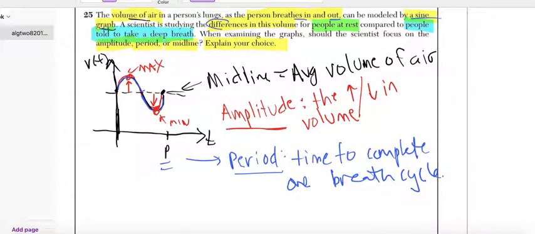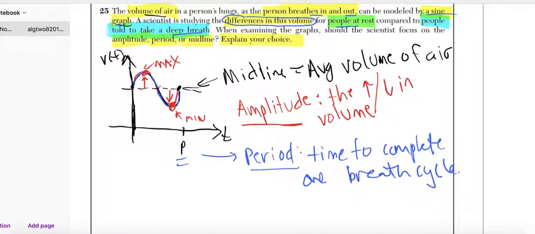A scientist is studying the differences in this volume for people at rest compared to people told to take a deep breath. So the first thing, guys, before I even look at the next part: if I'm talking about the differences in volume, the period is talking about the time to complete a breath cycle. That has nothing to do with the difference in volume itself. So even if that's different, that's not going to help us with this one. So now let's see what it would look like.